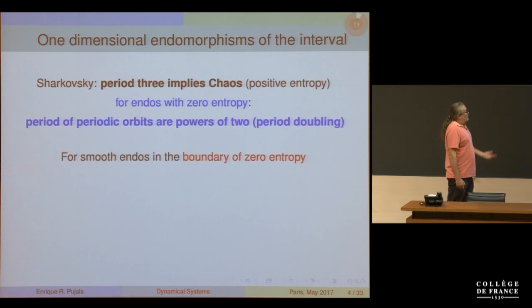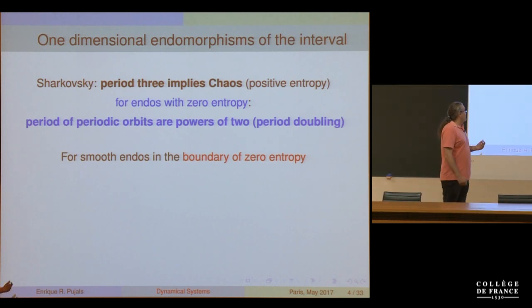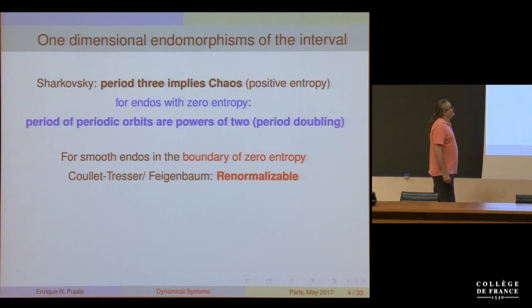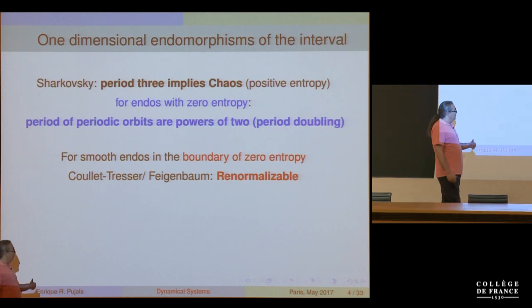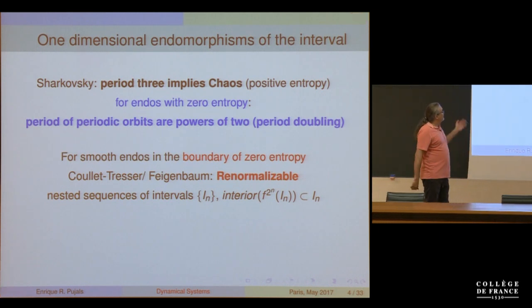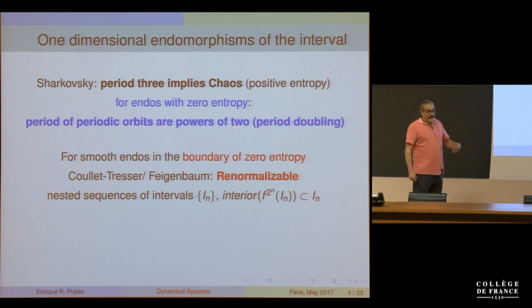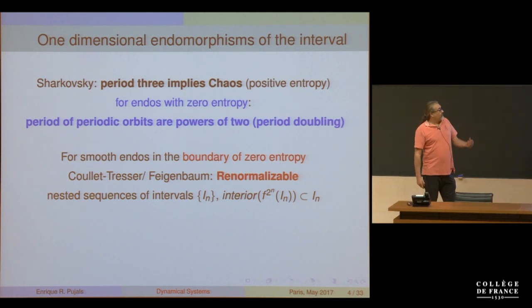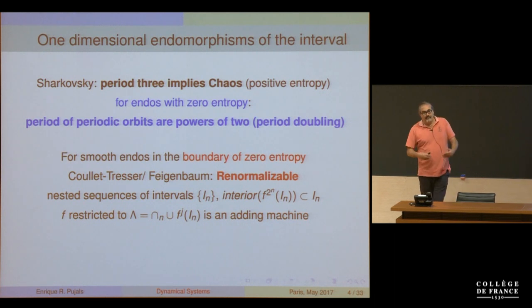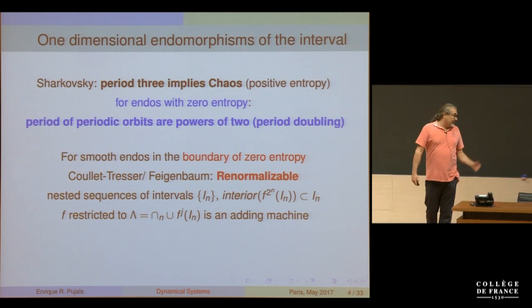In the case of smooth endomorphisms in the boundary of zero entropy, this goes back to the work of Collet-Tresser and Feigenbaum. They say that the systems in the boundary of zero entropy are infinitely renormalizable. So in a few words, there is a sequence of nested intervals, each containing the next one, which are periodic, and the period is 2 to the n. And if you restrict to the intersection of the union of the orbits of these intervals, what you have basically is an adding machine. And the dynamics there is uniquely ergodic.